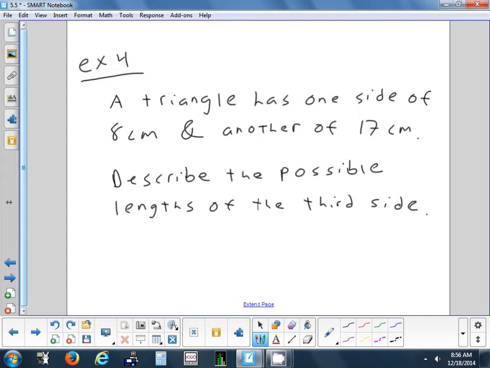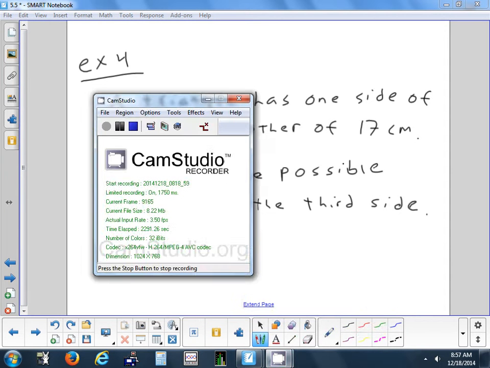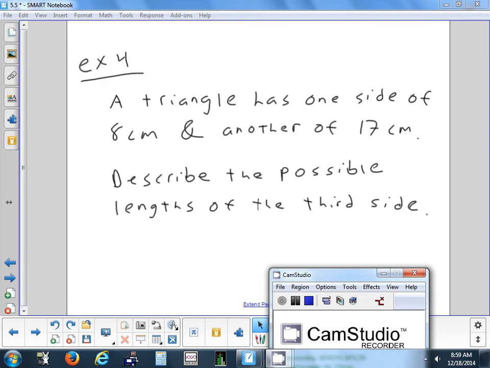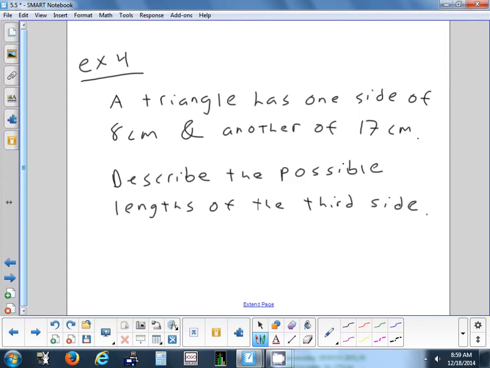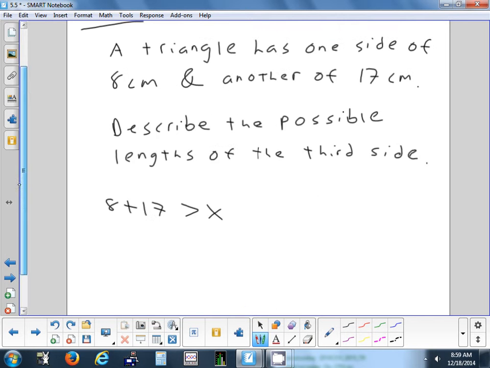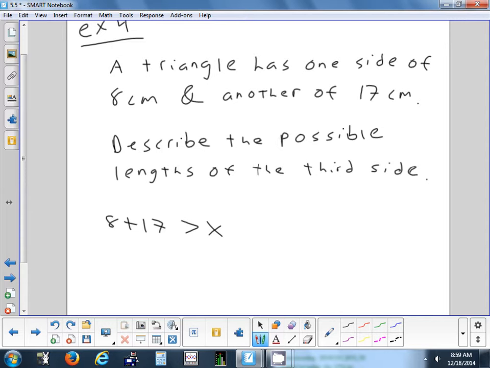Try that one on your own. Similar to one we did earlier. You've got sides of 8 and 17. Try to find the lengths of the third side. So what's my first inequality I could set up? Connor? 8 plus 17 is greater than x. Good. 8 plus 17 is greater than x. What's another one? Yep. 8 plus x is greater than, yep, that's good.